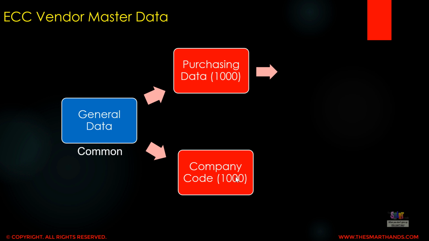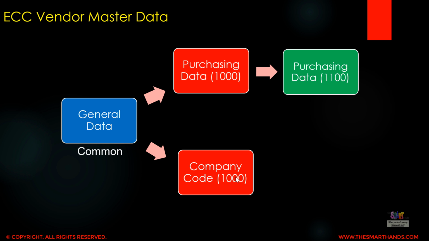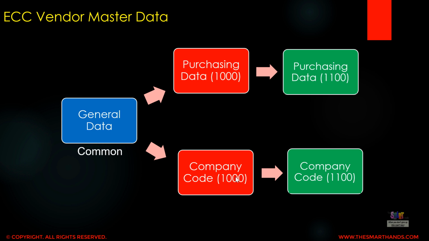For example, we can extend it further for another purchasing org, say 1100, and extend it to another company code, for example 1100. But in all these cases, the general data will remain common for all the purchasing organizations and for all the company codes. So the general data remains the same. Again, this will keep the address, phone number, email address, and all that for the vendor master data. So this is the existing data that we have seen so far in ECC.